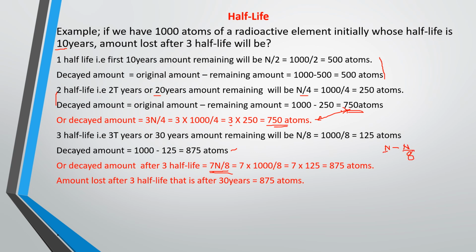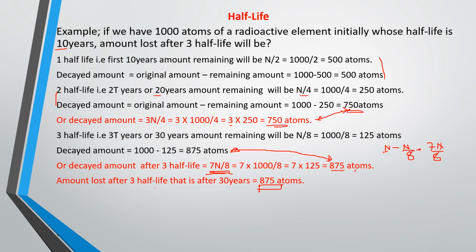Okay, so if you work this out, you are going to have 7n all over 8. So 7 times n, which is 7 times 1000 over 8, gives you 875 atoms. The same thing we have here. I hope you can see that. If you are able to understand this short formula I brought up, it will make life easy for you. So at 3 half-life, the amount of the substance that will be lost is equal to 875 atoms. See it? That is how these formulas are applied, and as we do more problems, you will understand better.